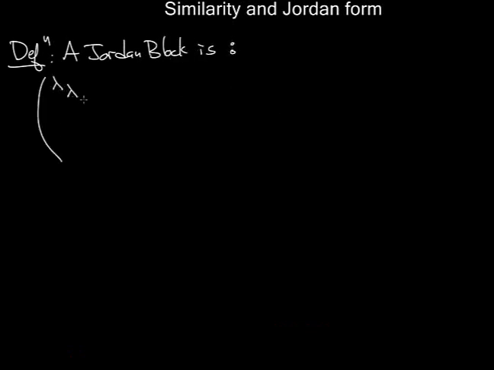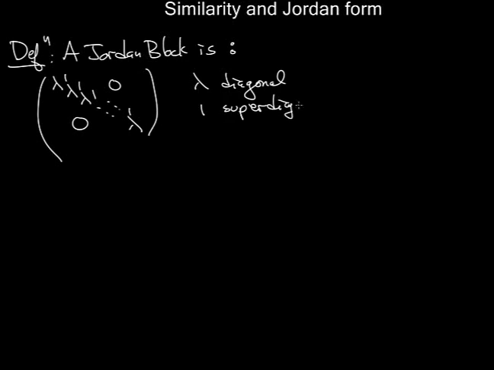All right, with that caution in mind, let's talk about the Jordan form. A Jordan block is the following. It's a matrix with a single number down the diagonal and ones on the superdiagonal. The superdiagonal is the diagonal just above the diagonal, and zeros everywhere else.